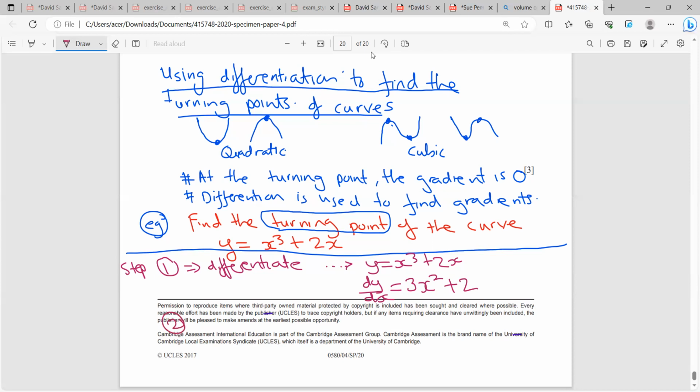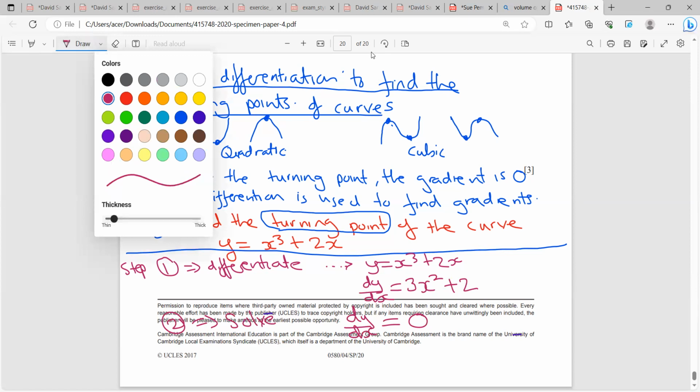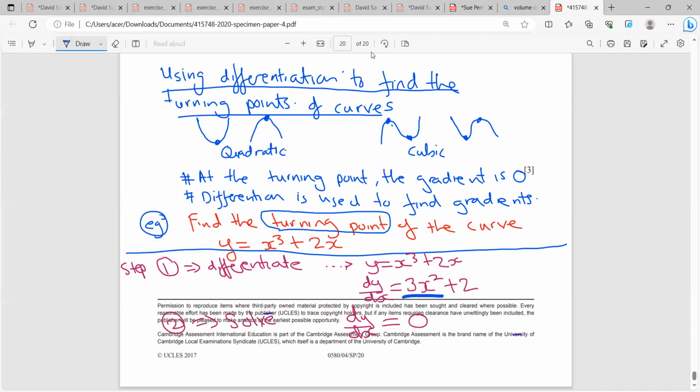And then the second step is to solve this equation. So you have to solve dy dx equals 0. Bear in mind that we already know our dy dx. Our dy dx is this guy. So we are going to solve 3x squared plus 2 equals 0. Are we together? Yes, sir.